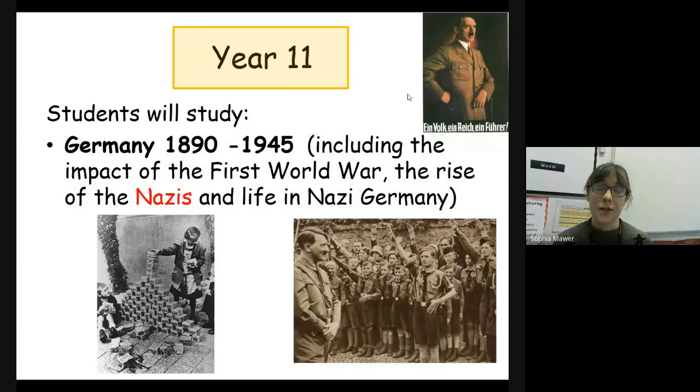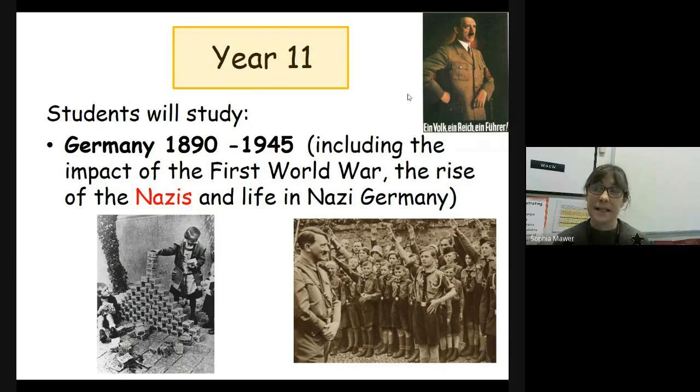And this is what our year 11s are doing at the moment and really enjoying. We go from Germany in 1890 with the Kaiser, and we go all the way through to 1945. So we look at the impact of the First World War and why the Kaiser abdicates. We look at the rise of the Nazi Party, what it's like to live in Germany between the wars. We look at how Hitler got into power because he was voted into power. How on earth did that happen?